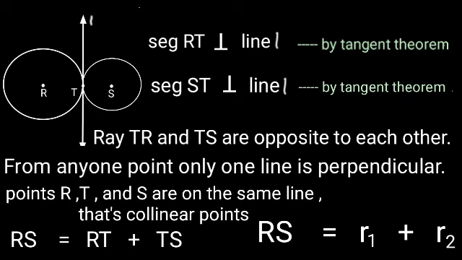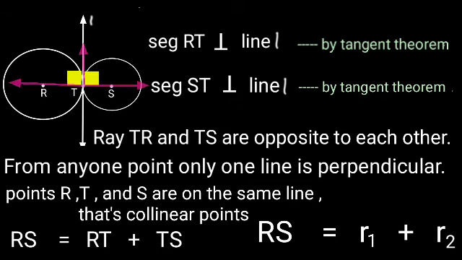When two circles are touching each other, then segment RT is perpendicular to the line L. The reason is the tangent theorem. Segment ST, the radius of the small circle, is perpendicular to the line L. The reason is the tangent theorem.